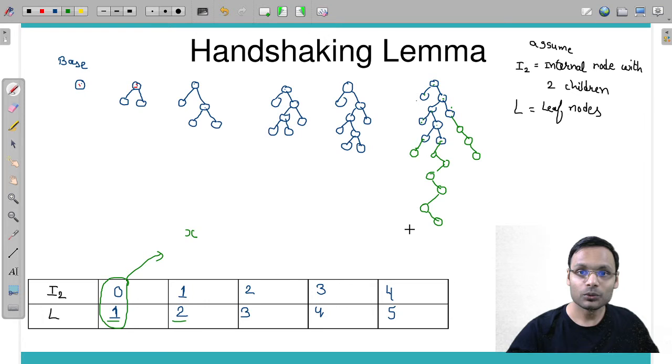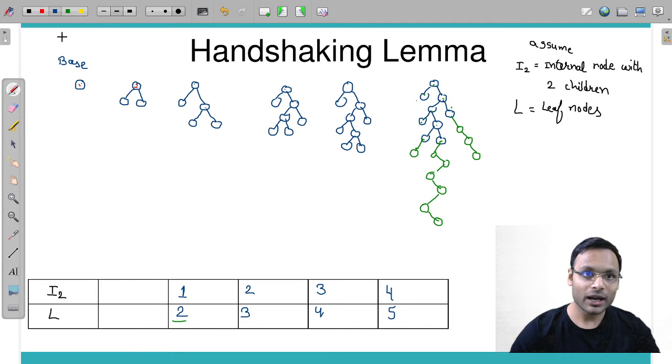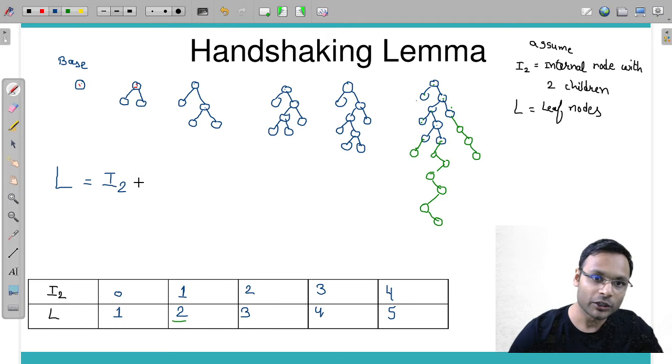Did you understand? Yes or no? So from here I am going to write a simple understanding for you, which is this: total number of leaf nodes will always be number of internal nodes with 2 children plus 1.